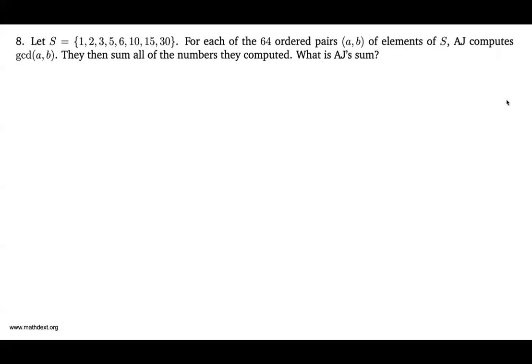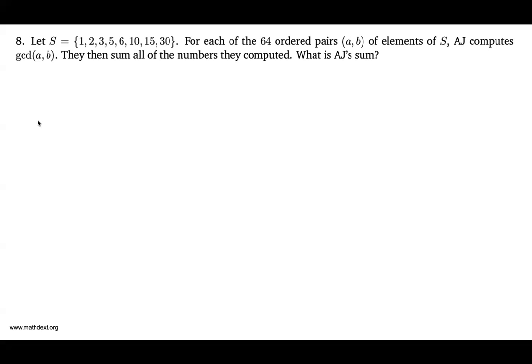This is problem 8 of the 2022 MMATHS Individual Round, and the problem reads: let S equal the set 1, 2, 3, 5, 6, 10, 15, 30. For each of the 64 ordered pairs AB of elements of S, AJ computes the greatest common divisor of A and B. They then sum all of the numbers they computed. What is AJ's sum?